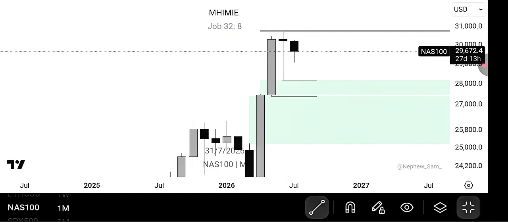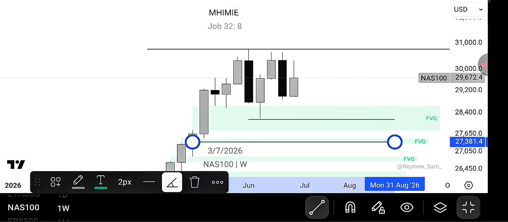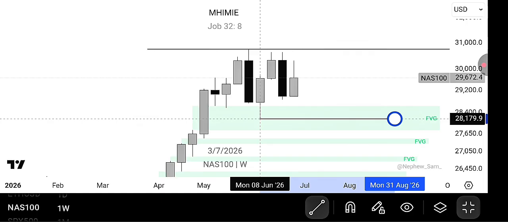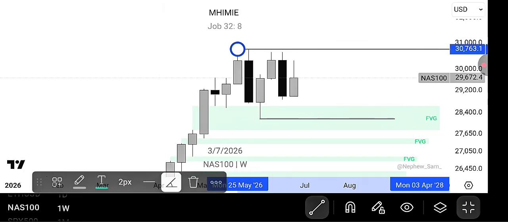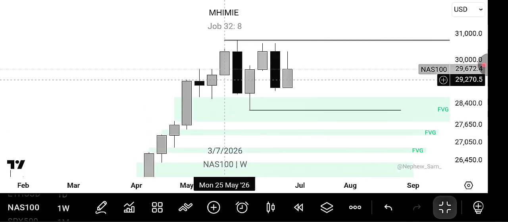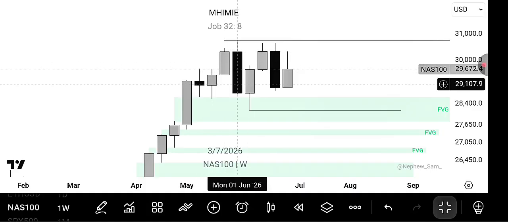All right, so on a weekly perspective, as I was trying to highlight, not every break of structure is a CISD, but every CISD is a break of structure. Right, I just want to put that out. So this is a CISD, and of course it is a break of structure and a change of character, because this is a switch from swing high to swing low.